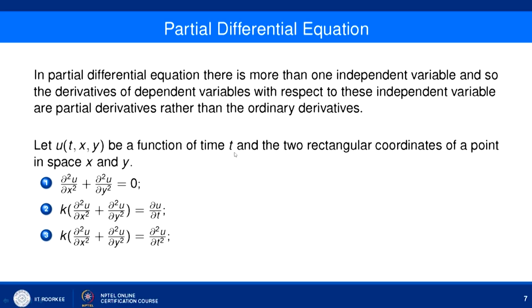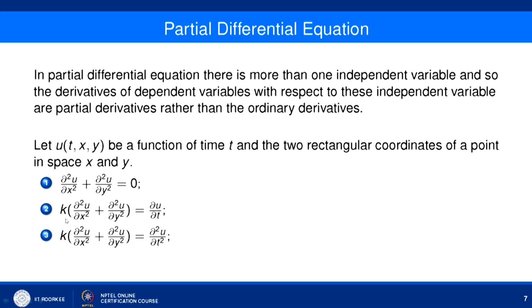Let u(t, x, y) be a function of time t and the two rectangular coordinates of a point in space x and y. Then consider the following three equations. The first equation is del 2u by del x square plus del 2u by del y square equal to 0. This is a relation where the unknown function u is a function of x and y, and there is no partial derivative of u in terms of t, and so it is a partial differential equation.